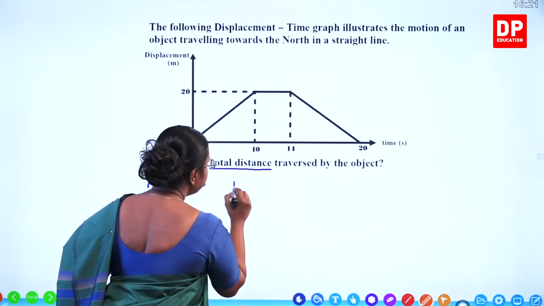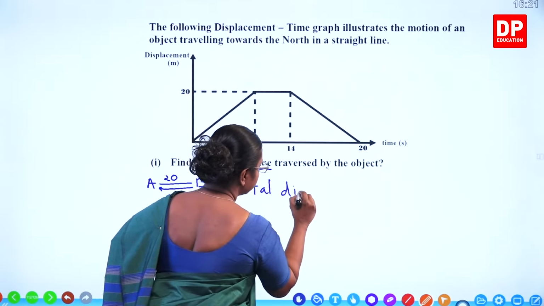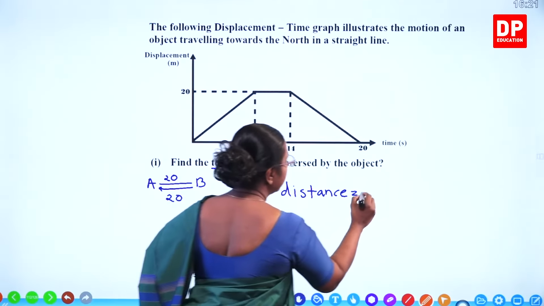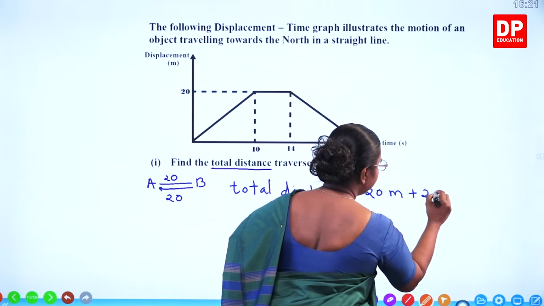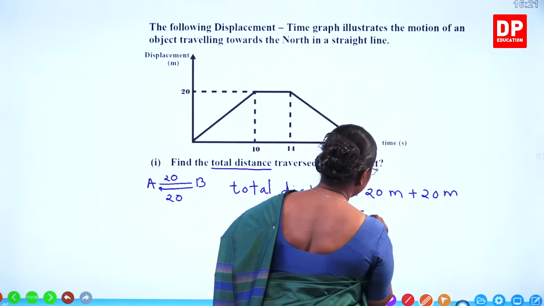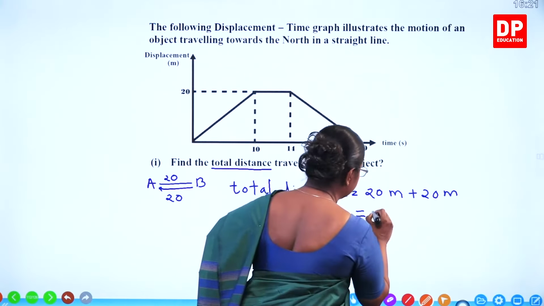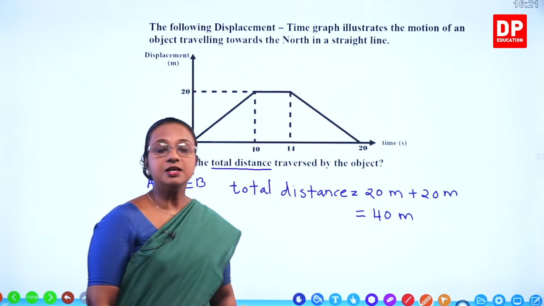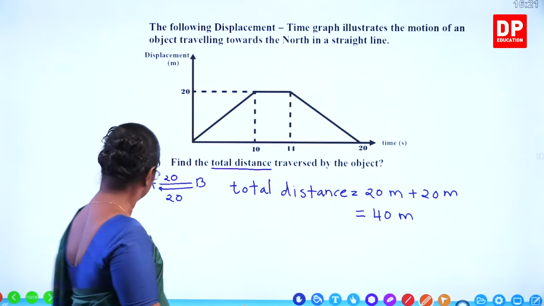So the total distance traversed is going to be 20 meters in one direction, 20 meters in the opposite direction. Since we don't consider the direction, we add them together. 40 meters is the total distance traversed by the object.